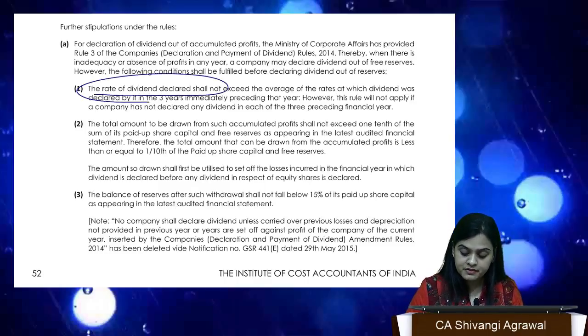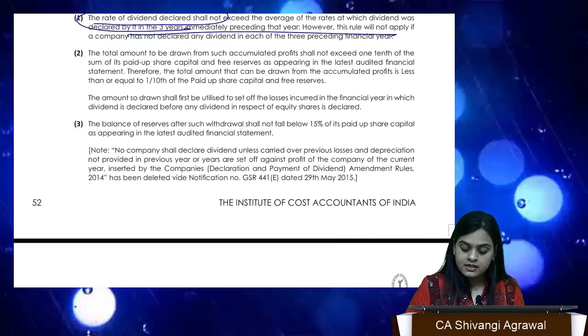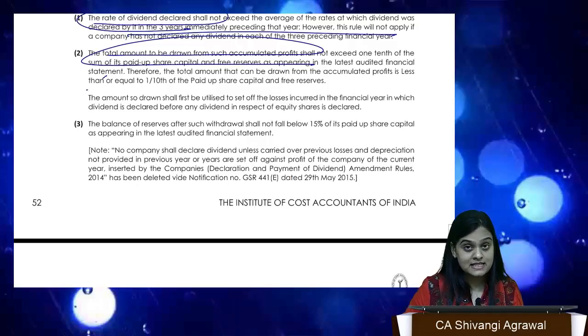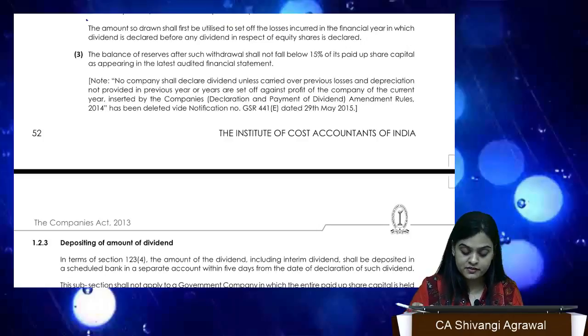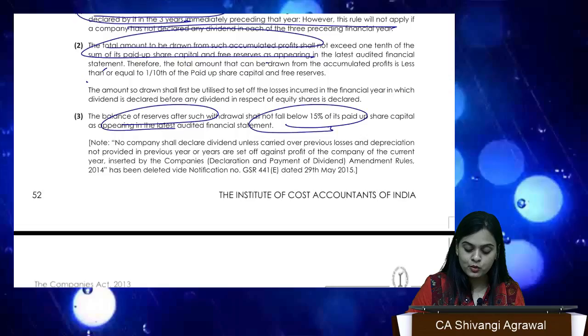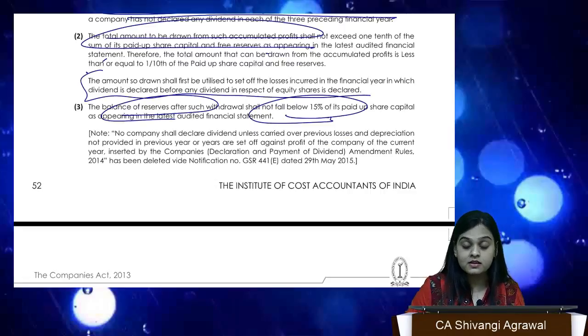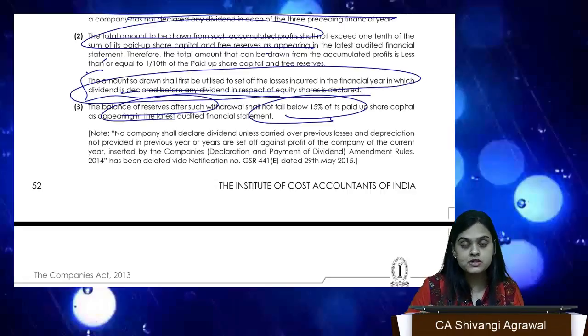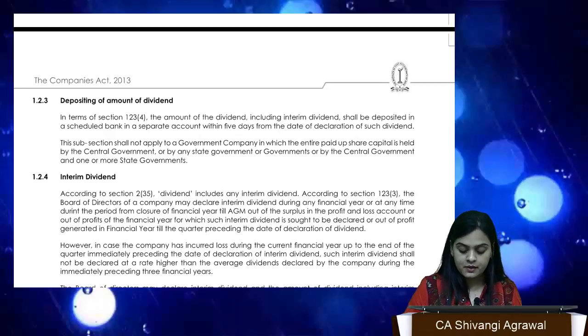First of all, the rate of dividend shall not exceed last 3 years average. The total amount that you draw shall not exceed 1/10 of PUC plus free reserves according to latest audited financial statements. The balance shall not fall below 15%, and the 4th condition, that after you draw whatever amount you draw, that you have to utilize first to set off the losses, right? Then comes the whole hierarchy, how the dividend is going to be declared.